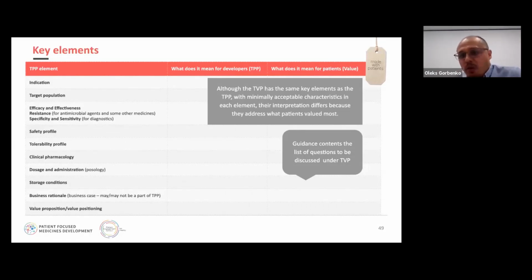So if you have some comments about this. Thanks very much, Alex. The key thing we want to highlight is that some of these TPP elements that you can see on the left-hand side would be the focus of some of these engagements with patients.